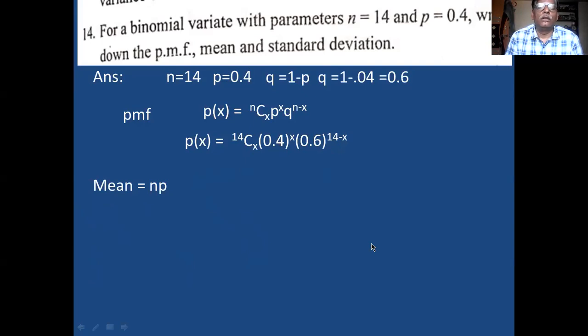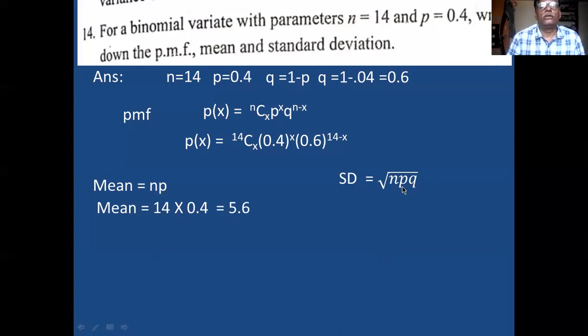Okay. What is the mean? Mean is equal to NP, which is 5.6. Okay. Then second is standard deviation. Standard deviation is equal to square root of NPQ. NPQ is the standard deviation equation.